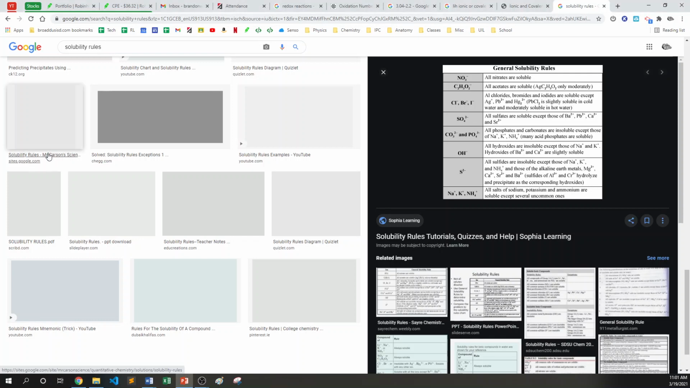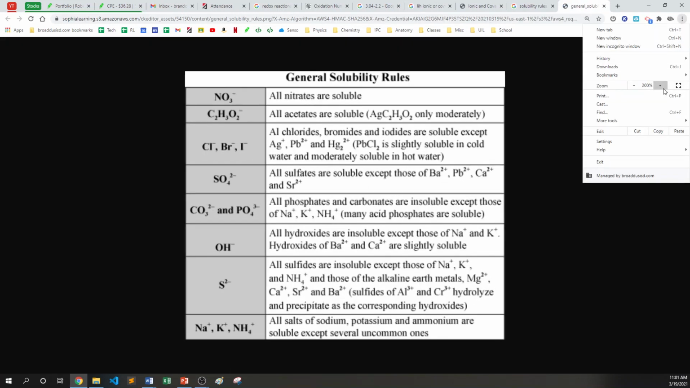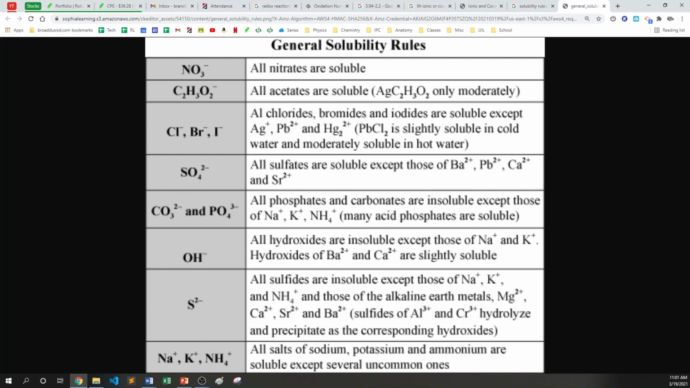Finally found one that actually mentions it. So, phosphates. All phosphates and carbonates are insoluble unless they have an Na+, K+, or NH4+ cation. However, many acid phosphates are soluble because acids are generally all soluble.